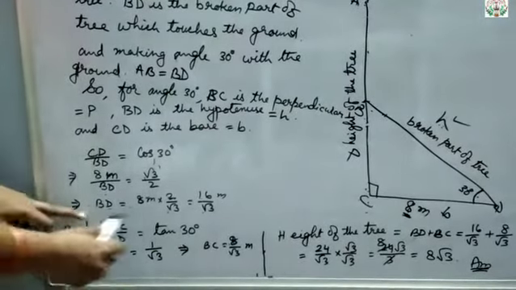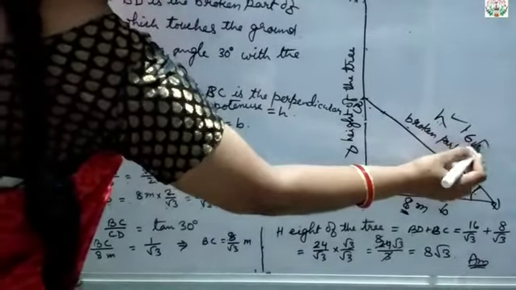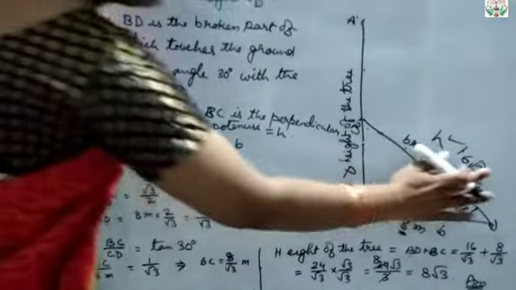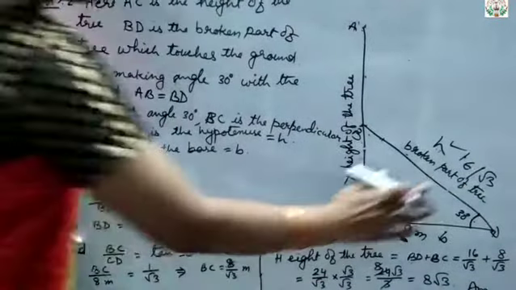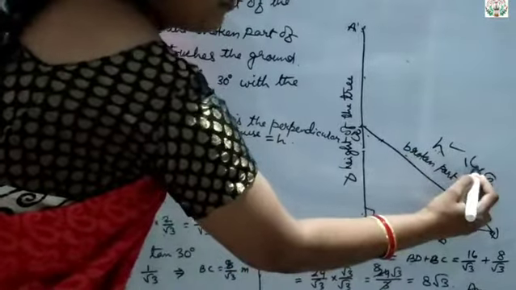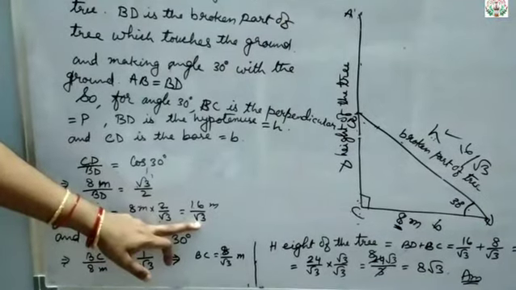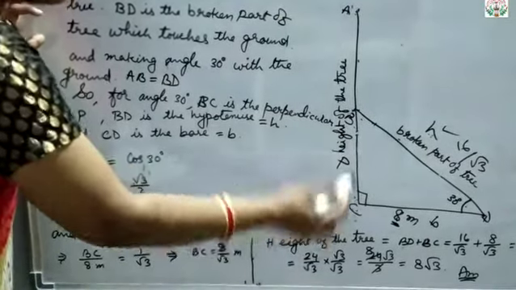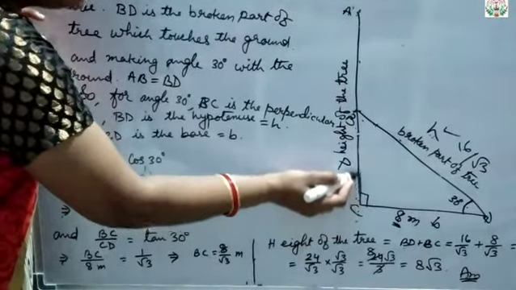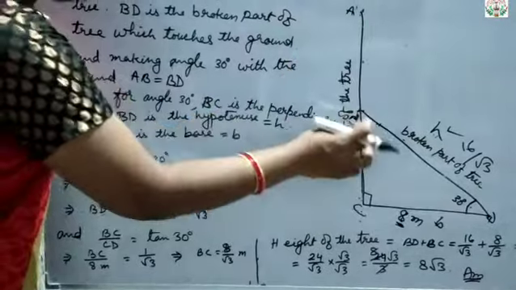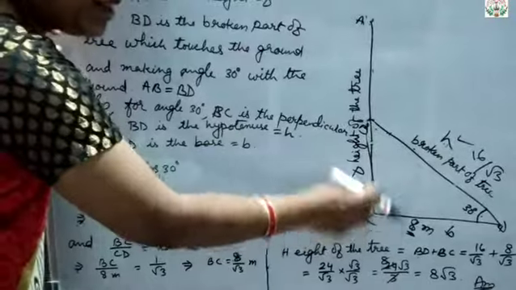And now BD we got. This one is how much? Hypotenuse is 16 upon root 3. 16 upon root 3. That is the BD part. Now we need to find what? The height of the tree. So for the height of the tree we need P, because AB or BD both are the same, which we have already taken out. Now we need to find this height.